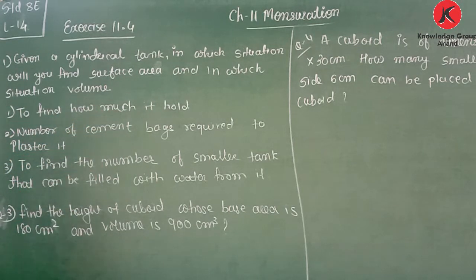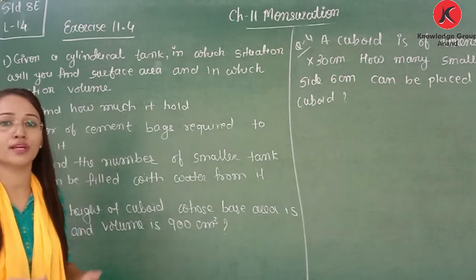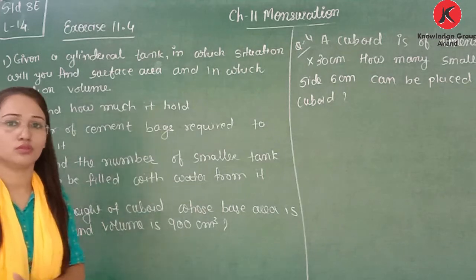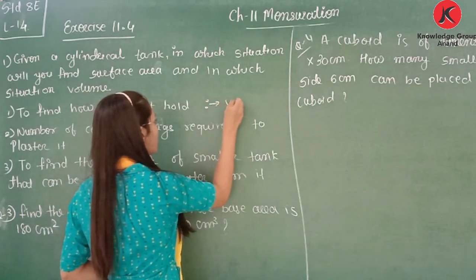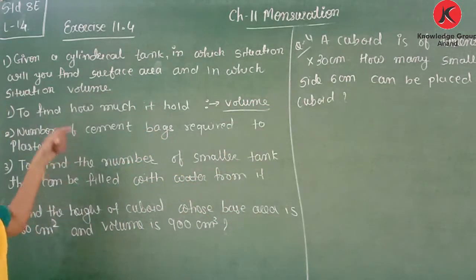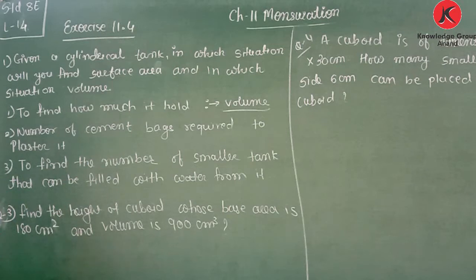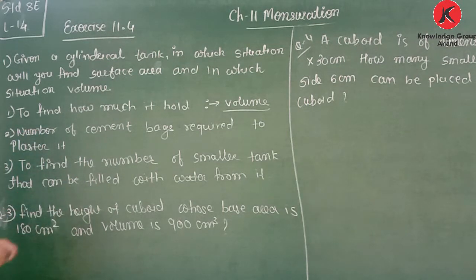If an example is given and you need to find how much it holds, what do you need to find? Surface area or volume? You need to find volume. So the answer is volume. We are going to find volume if the question is about how much it holds, because it is about the capacity, and capacity and volume are the same.